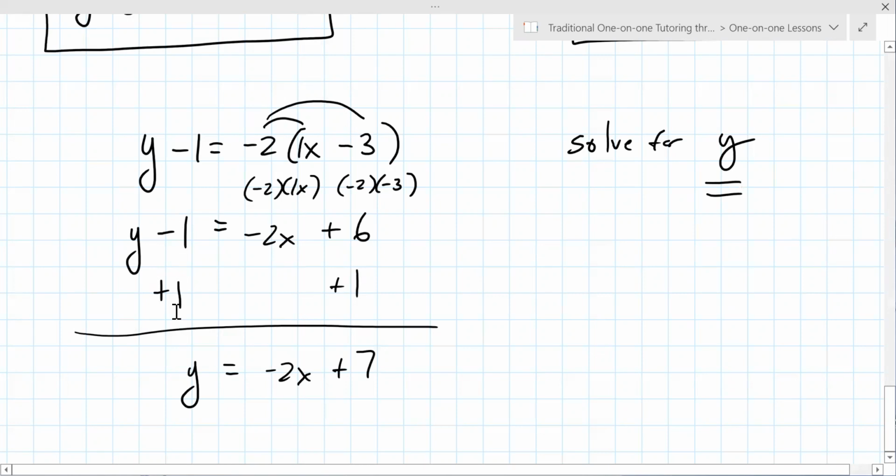All right, got it down. Got it down. Perfect. Okay, so this is considered done.